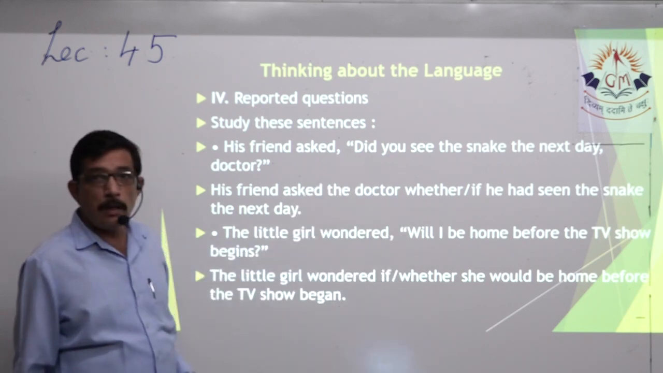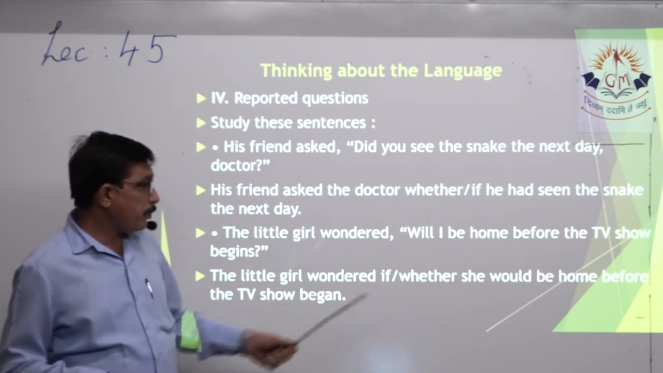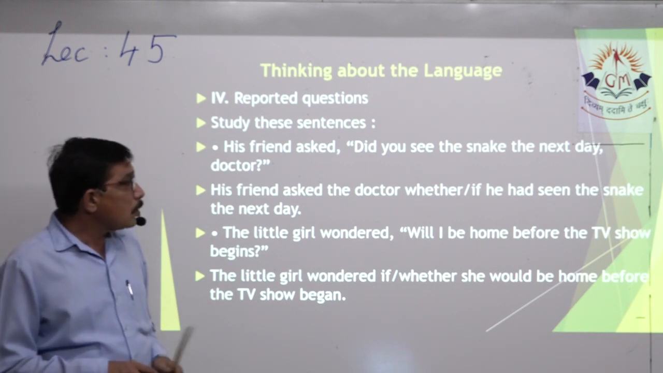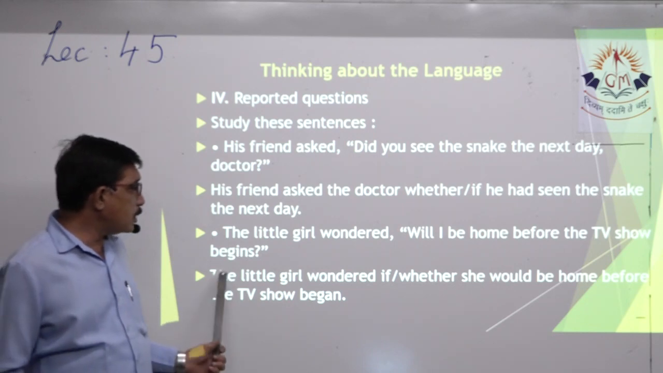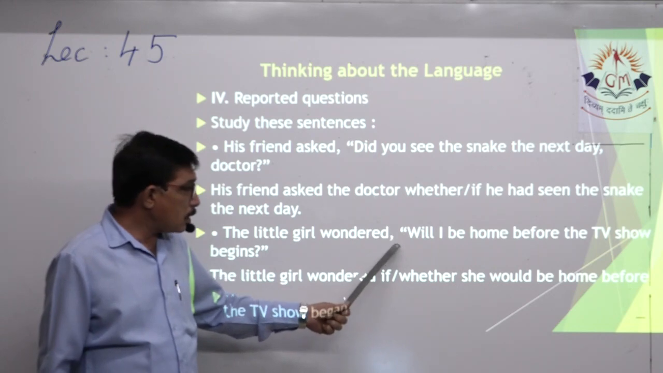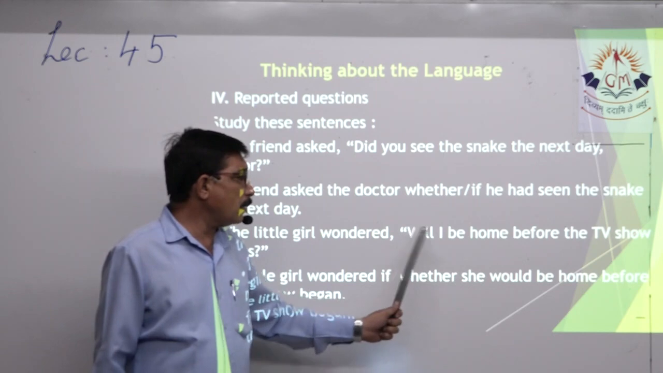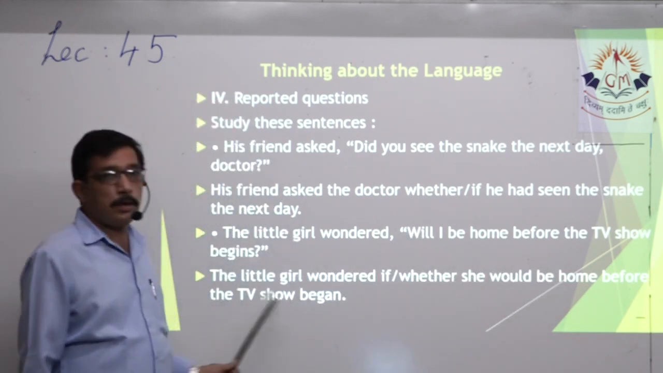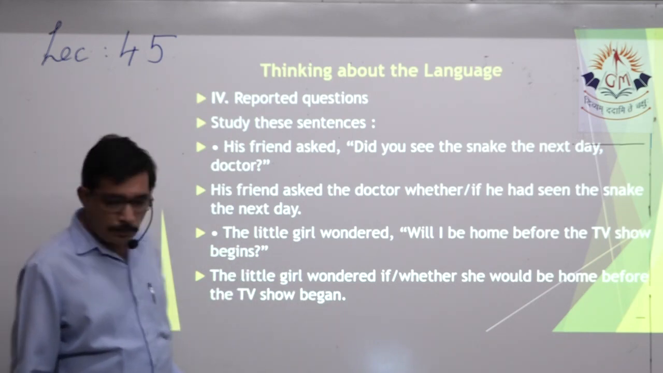The little girl wondered, "Will I be home before the TV show?" Did, will, we have learned about it. Asked, this is a helping verb, the form of do. So these are conditional sentences, so we can write if or whether. The little girl wondered. We don't write that. Instead of that, if or whether, she will becomes would. If she would be home before the TV show begins becomes began.